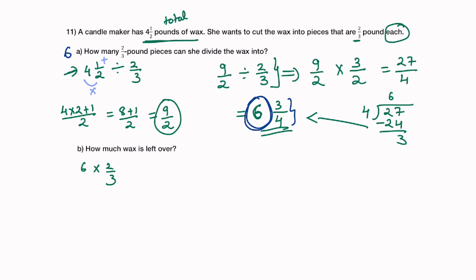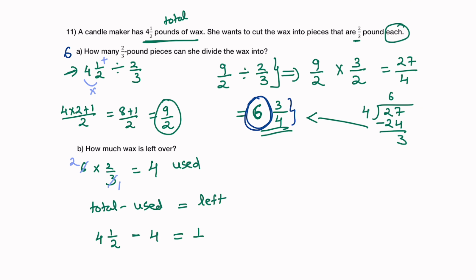So that's how you can get the total used. So that's 3 times 1, 3 times 2. Answer is 4. So 4 is being used, okay? This is what we are saying used. So we say total minus what's used will give us what's left. So the total is 4.5, right? Minus used is 4. 4.5 minus 4 is half, right? So half pound is left.